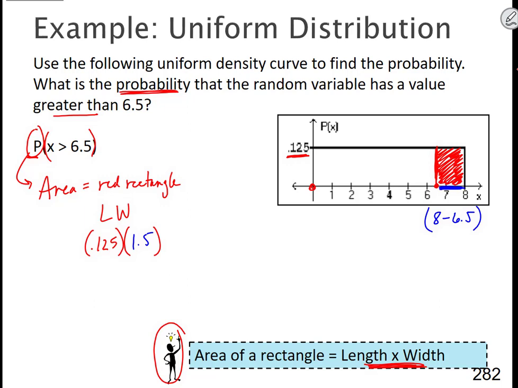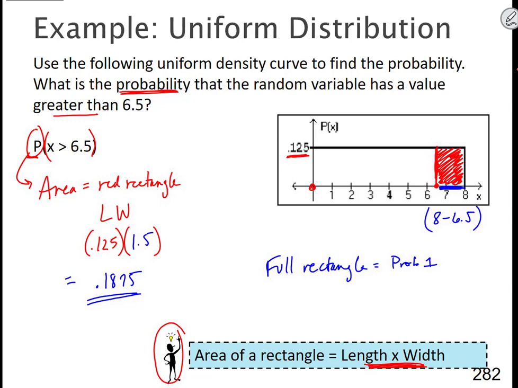Sometimes you'll be able to look at that and subtract it in your head. Other times you may need to put it in the calculator. But think about the distance between the left side and the right side of your rectangle. In this case, 1.5, so we put that in our calculator, and 0.125 times 1.5 is 0.1875. That would be the probability. It would also be the area of that shaded region. I also want to remind you that the full rectangle is equal to a probability of 1.